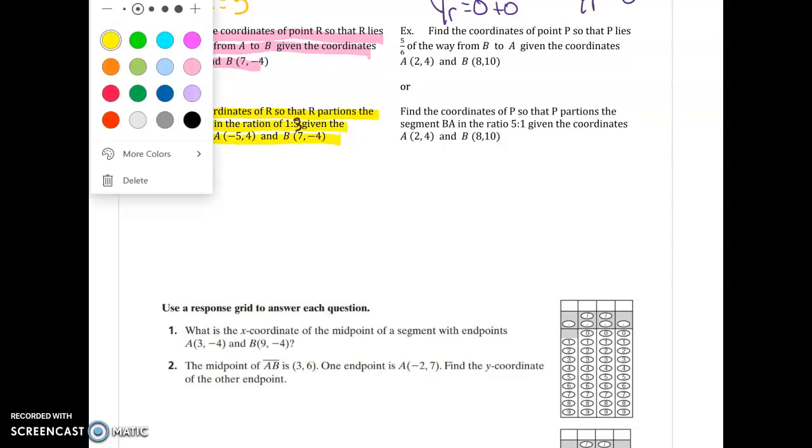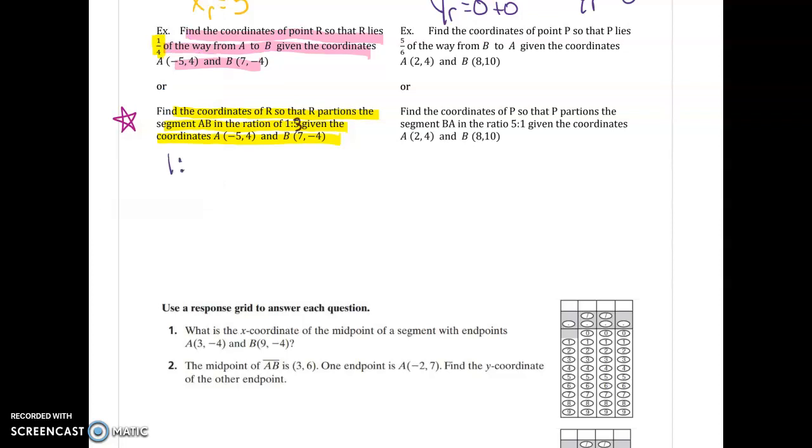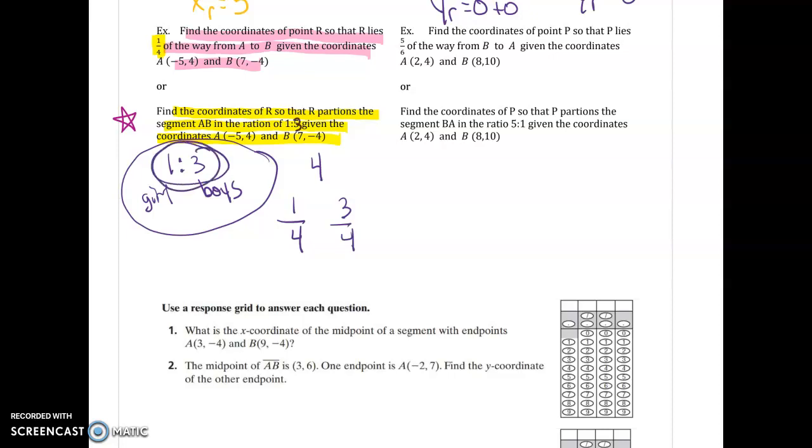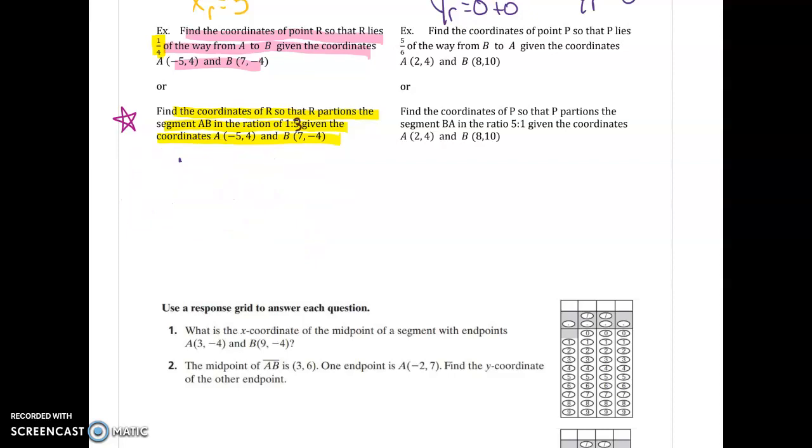When you see something like 1 to 3, it doesn't mean 1 out of 3. Something like this might mean there's 1 girl and 3 boys, so there are a total of 4 students. If I asked what fraction of the group of students are girls, you would say 1 out of 4. If I asked what fraction are boys, you would say 3 out of 4. Notice I just add those numbers up to make the denominator. So it's phrased a little differently, but they will be doing the same thing.